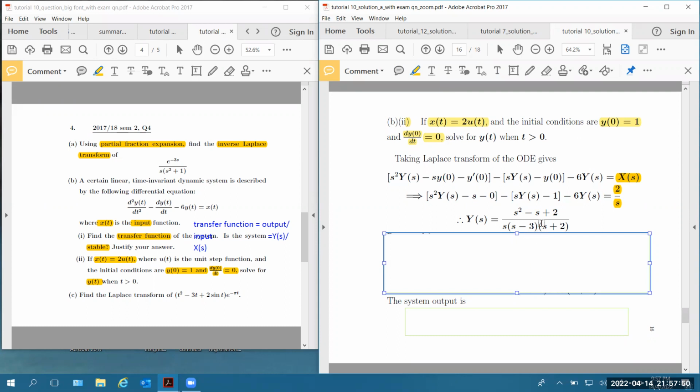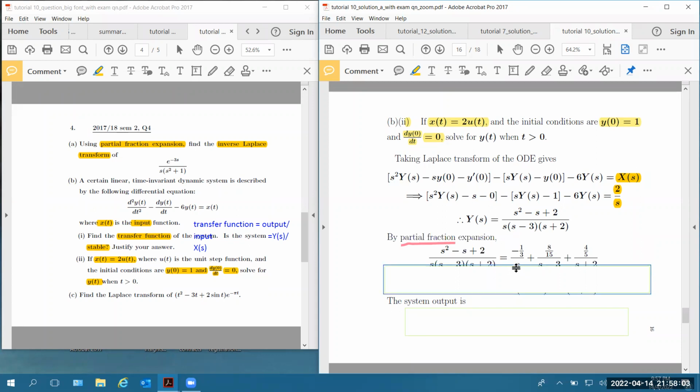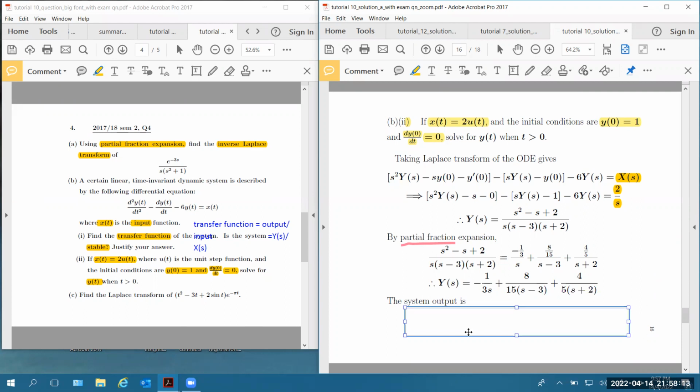And of course, if we look at this, how do you do inverse Laplace transform? Any suggestion how you do inverse Laplace transform here? Partial fraction. Yeah, so we just go and do partial fraction. Then very easy already, right? You just get the capital Y(s), and then you can get the y(t).